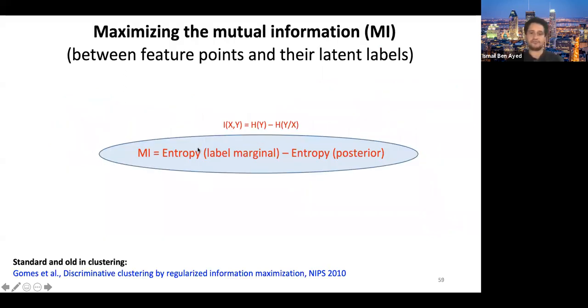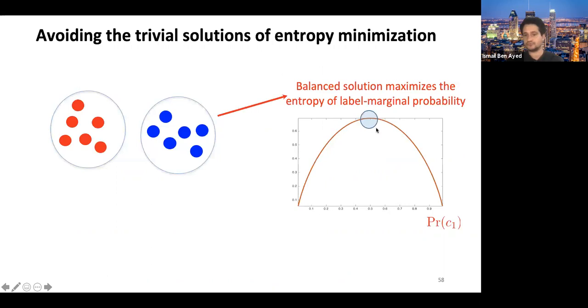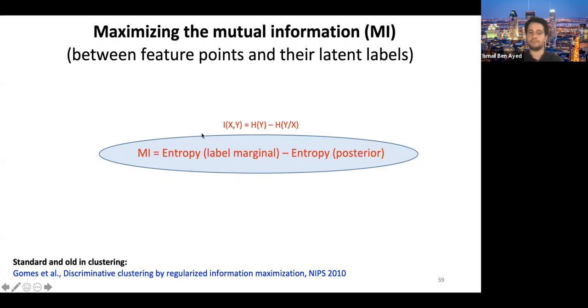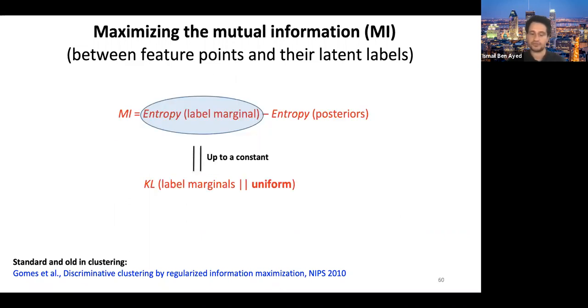And interestingly, if you minimize the entropy and then you maximize the entropy of the label marginal, then both of them together are actually nothing else but an approximation of the mutual information between feature points and their latent labels. In fact, this is interesting. And this was also used a while ago, even in Bayes clustering. Okay, so this is some kind of mutual information.